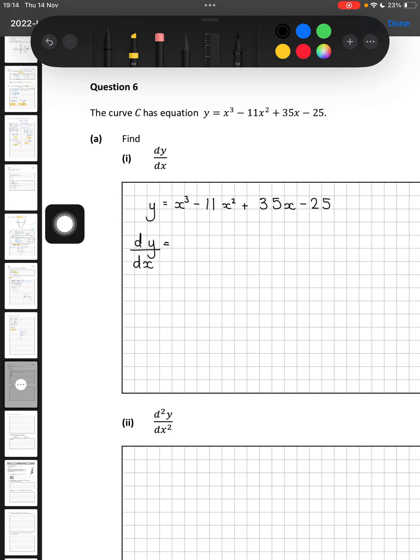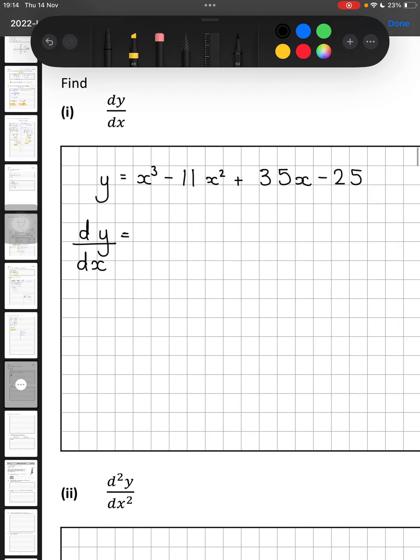So remember how we get our first derivative. We look at our original equation, we multiply by the power and reduce the power by 1. Here my power is 3, so I multiply by 3 and I reduce the power by 1. Now I'm on to my next one, minus 11x squared, so I multiply by that power, so I get minus 22. Then I have an x, and the power is reduced by 1, so it's a power of 1, which I know I don't need to write. This next one then, plus 35x.